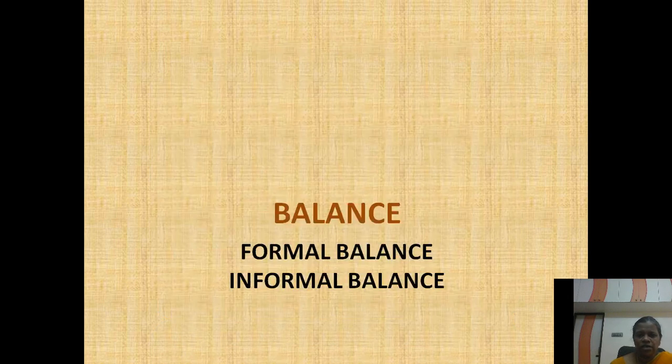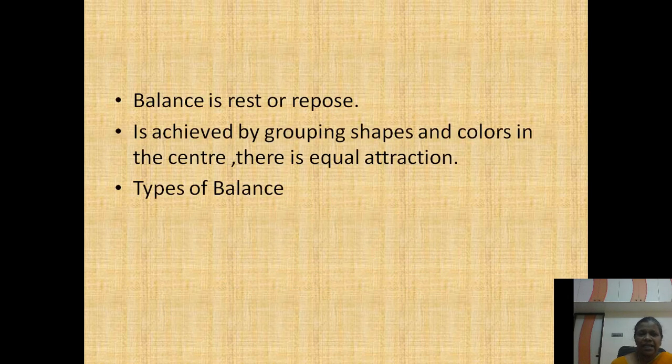Next, the important principle is balance. So what is balance? Balance means rest or repose. When you purchase a mattress, it will be written as repose. Repose means rest. So how can you achieve this balance? Balance is achieved by grouping shapes and colors in the center, so that there is equal attraction. You group the objects, shapes and colors so that you get equal attraction. That is called balance.